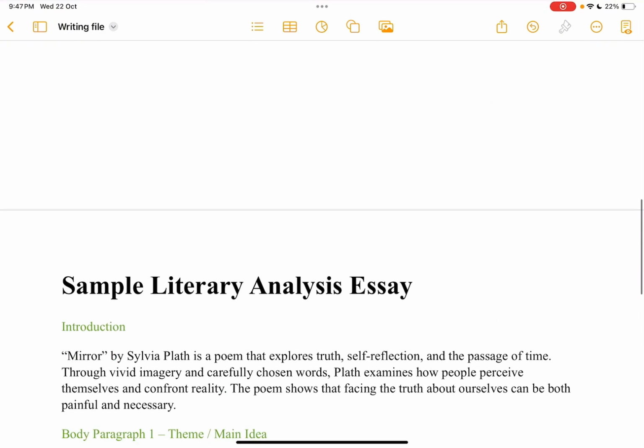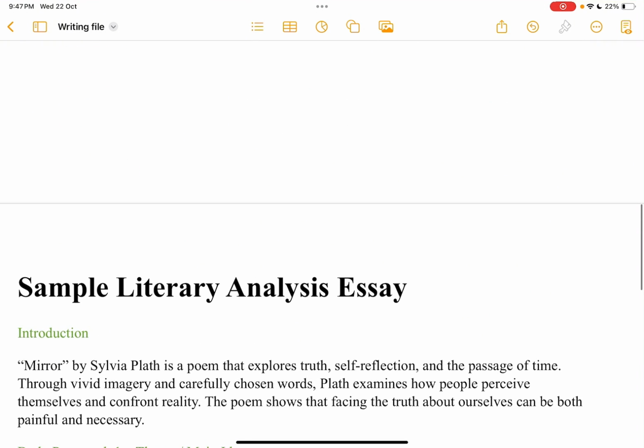Okay, let us look at an example introduction. Mirror by Sylvia Plath is a poem that explores truth, self-reflection, and the passage of time, right? I'm now introducing the poem. Through vivid imagery and carefully chosen words, Plath examines how people perceive themselves and confront reality.